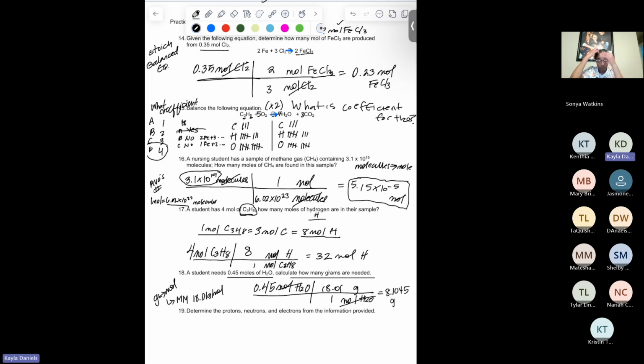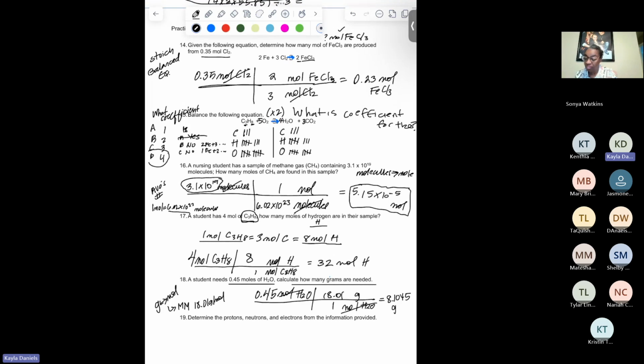All right, any questions on this page? I know that it looks like there's one more problem, but the information we need is on the next page. So I'm going to scroll up in a minute once you guys tell me it's okay.